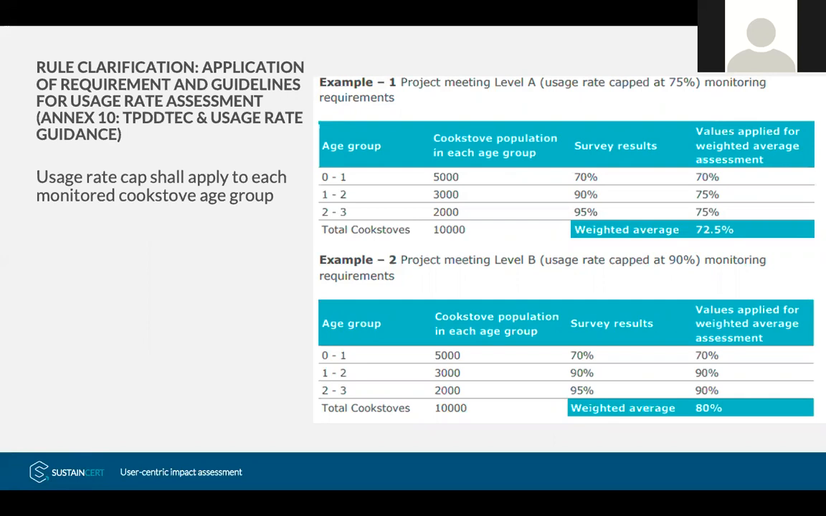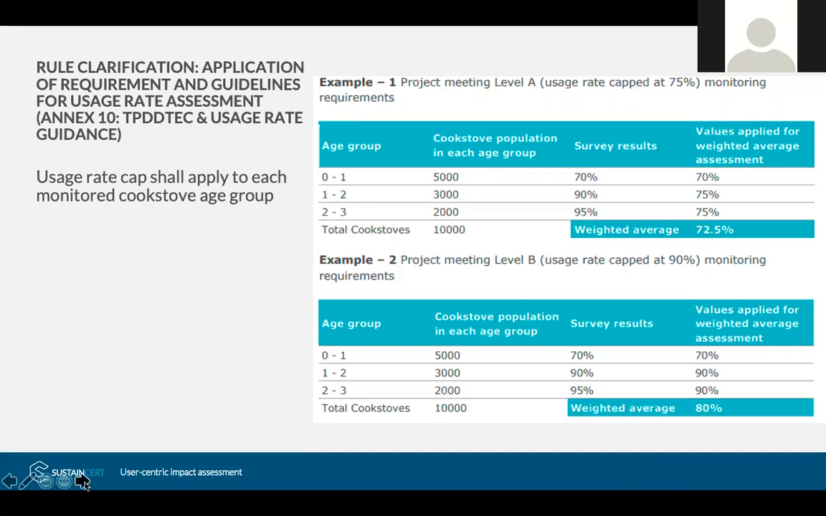The first one is clarification on the application of required guidelines for usage rate assessment, which is basically the Annex 10 of the TPD tech and usage rate guidance document. So the clarification basically says that the usage rate cap has to be applied to each monitored stove, each cookstove age group. Let's see what this means with the help of these two examples which I've just included here.